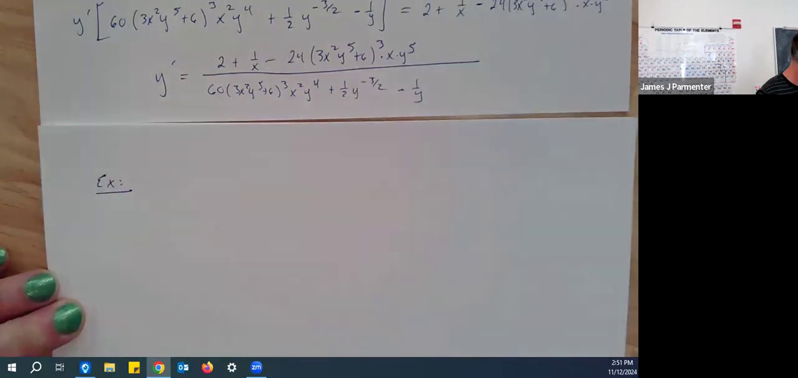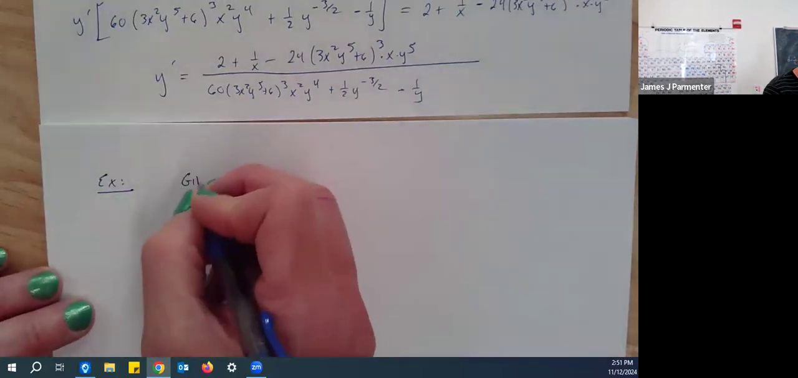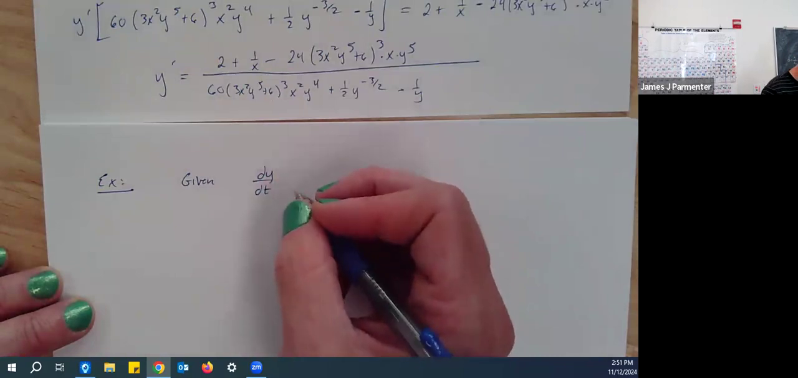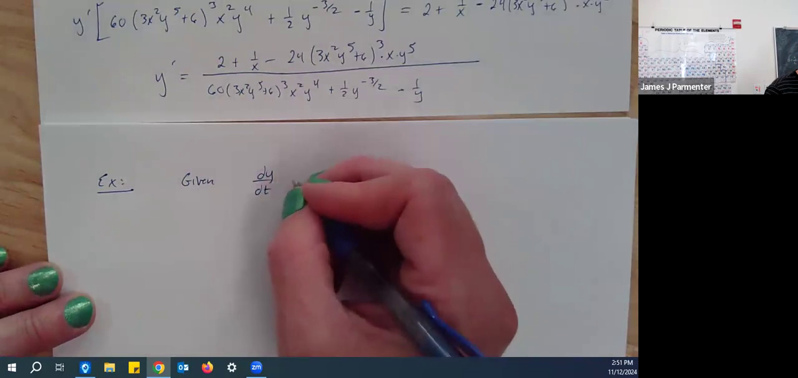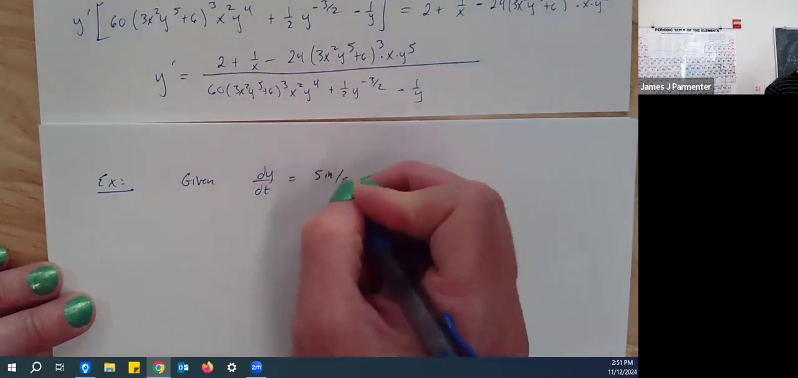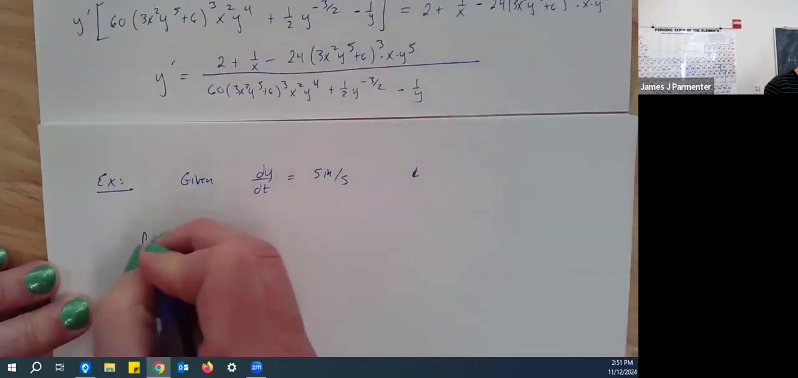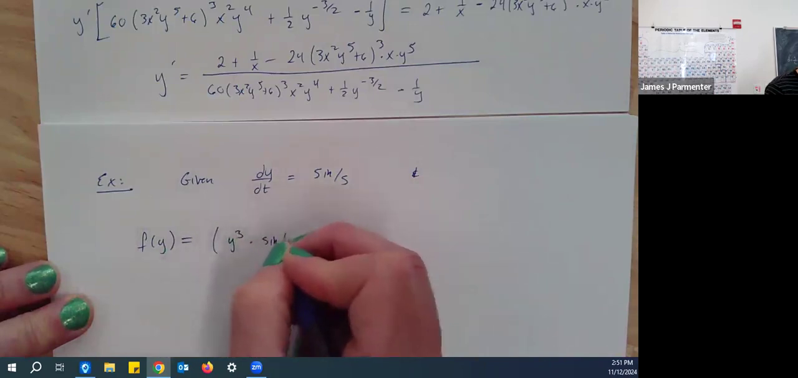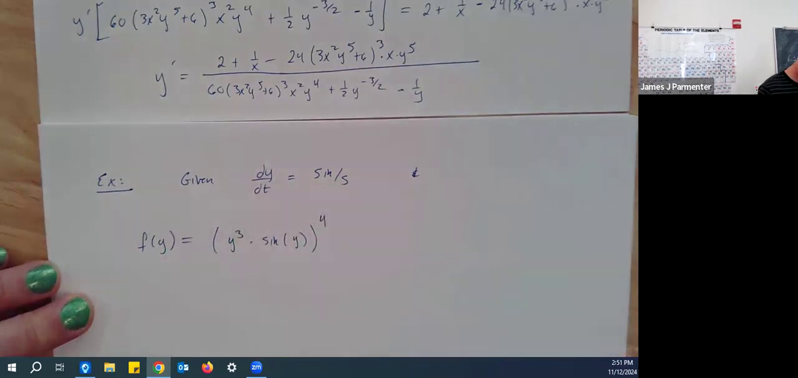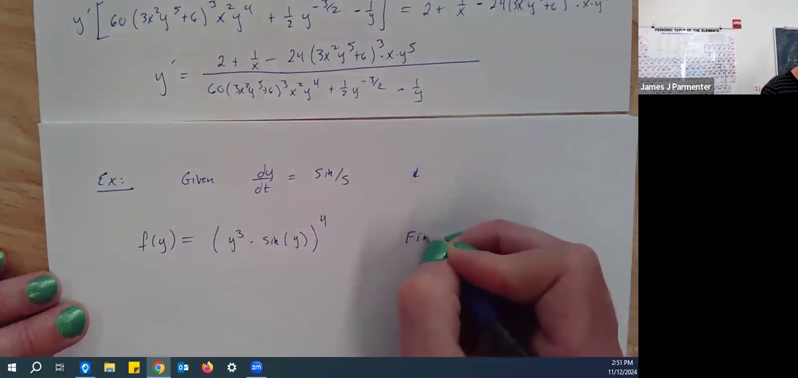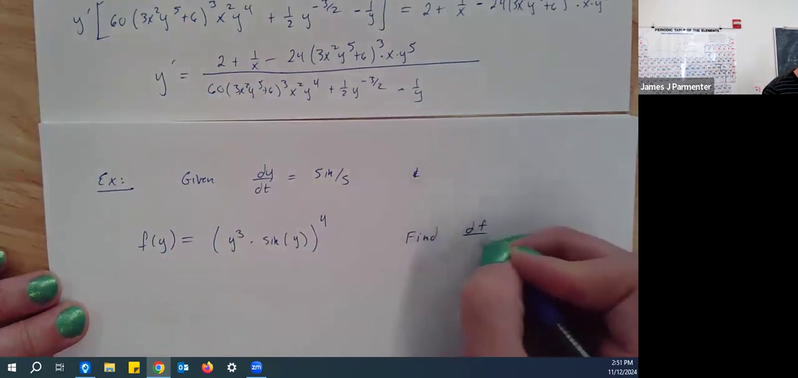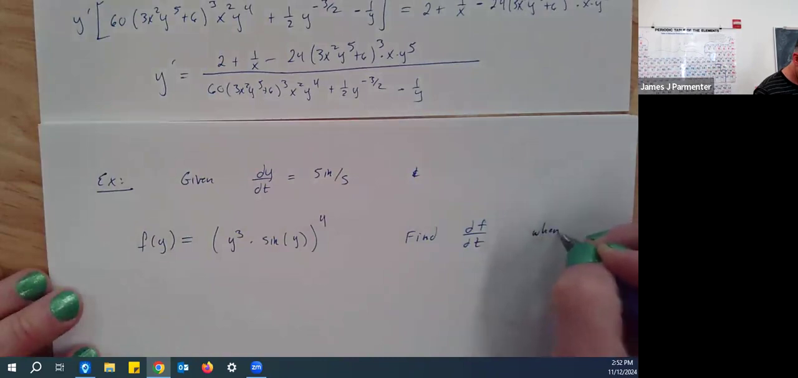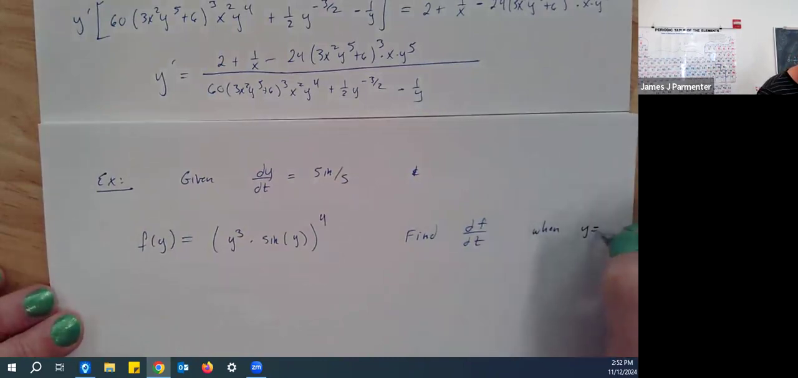Okay. So let's look at the following. Given dy dt is equal to 5 inches per second, and f of y is equal to y cubed times sine of y all to the fourth power. Find df dt when y is equal to pi.